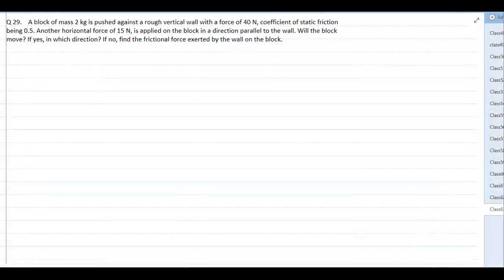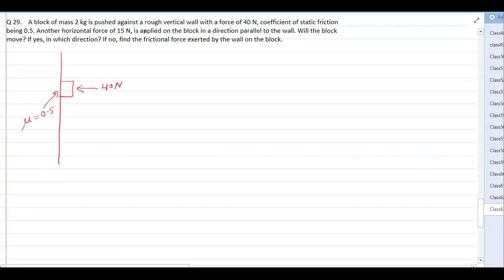So this question is, a block of mass 2 kg is pushed against a rough vertical wall. If we have a rough vertical wall and a block of mass 2 kg is pushed against it, like this, with a force of 40 Newton, coefficient of static friction being 0.5. Another horizontal force of 15 Newton is applied on it.